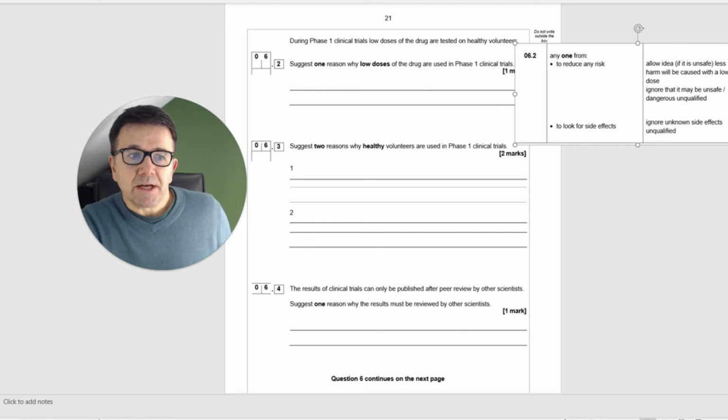It's not related to side effects because at this stage you're testing with healthy volunteers. So it's not about unknown side effects, I should say. So it's look for side effects.